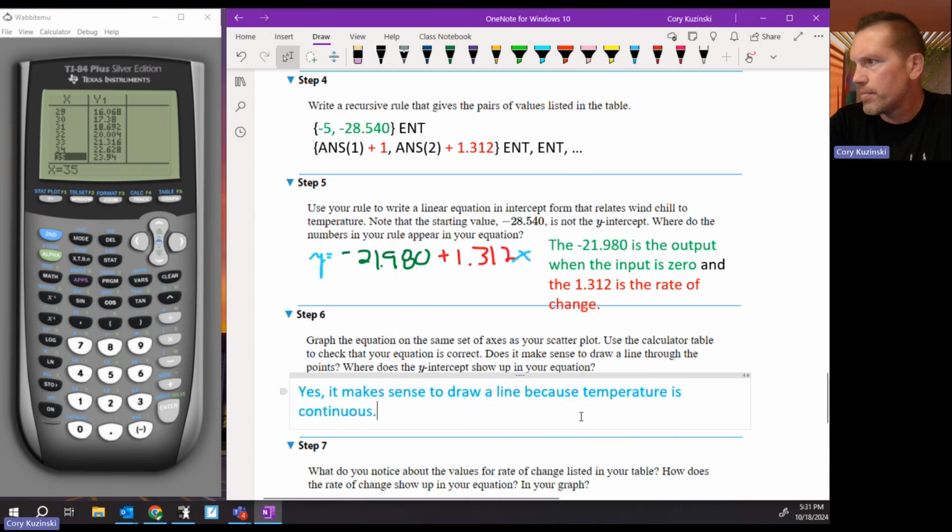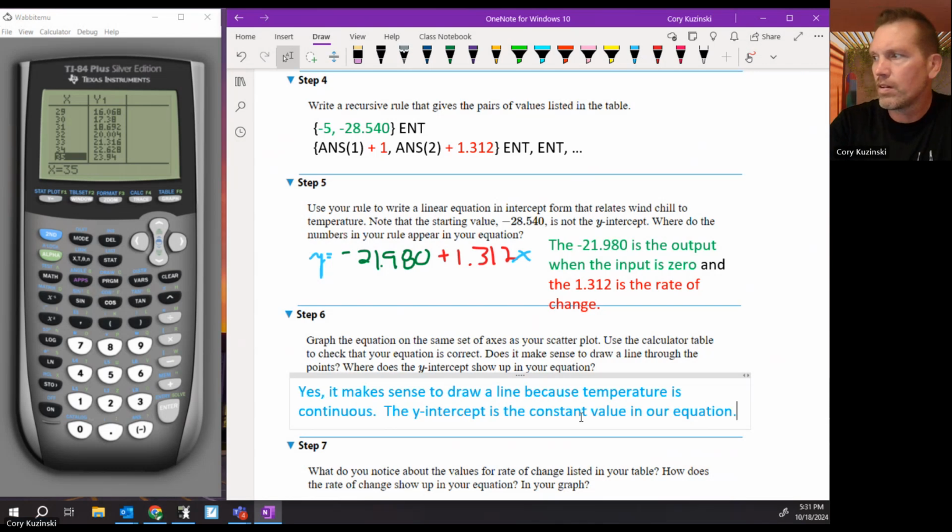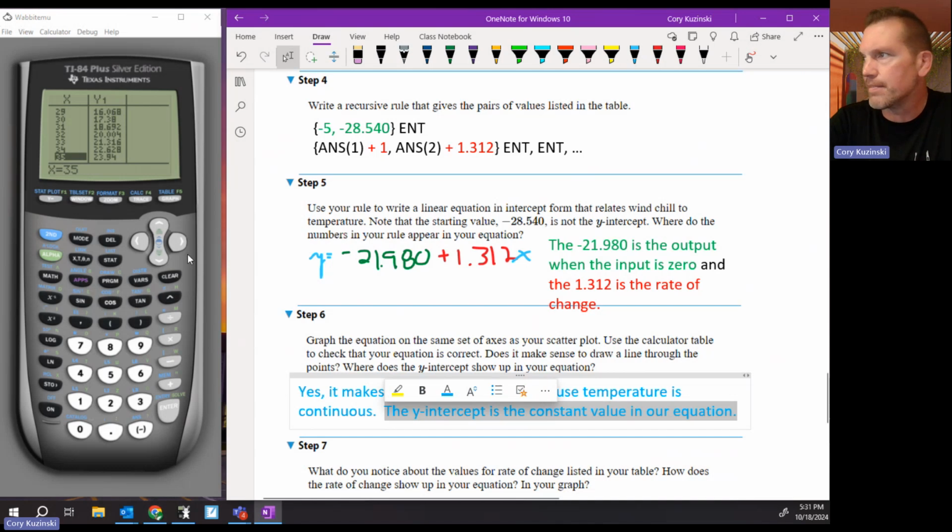Where does the y-intercept show up in your equation? The y-intercept is the constant value in our equation. That a value is being added all the time. That's called the constant.